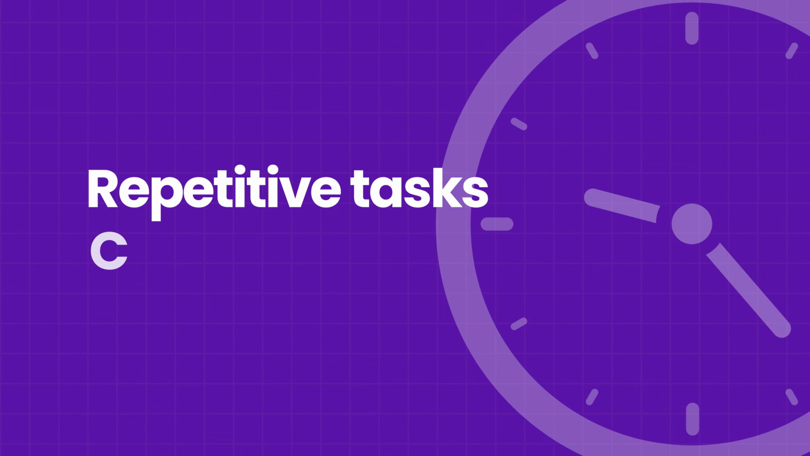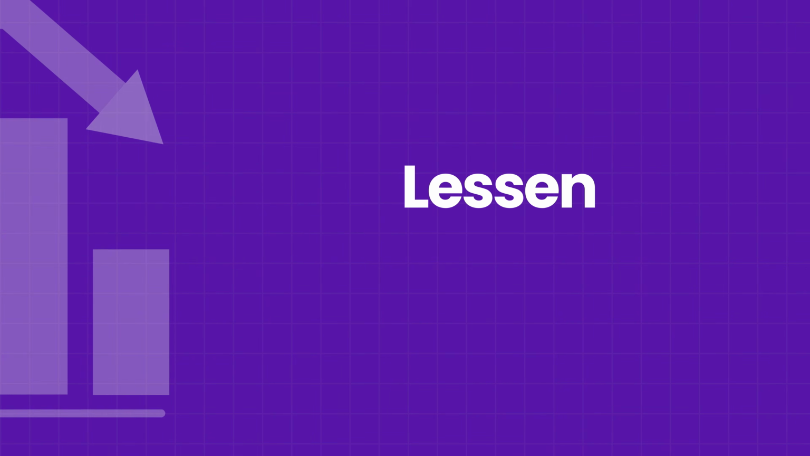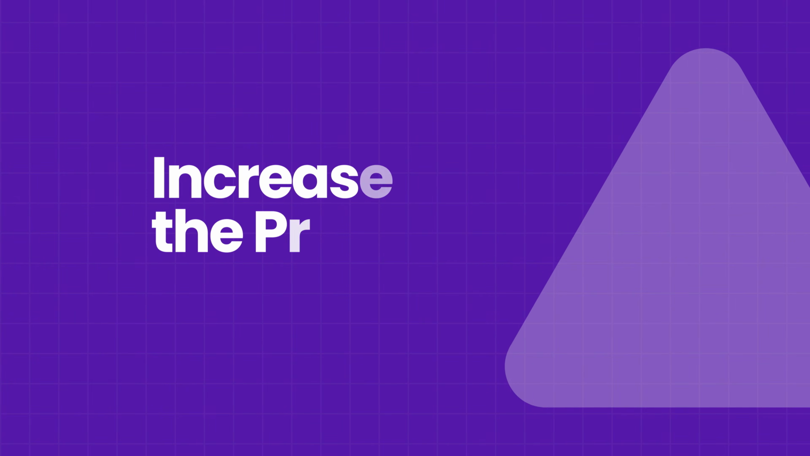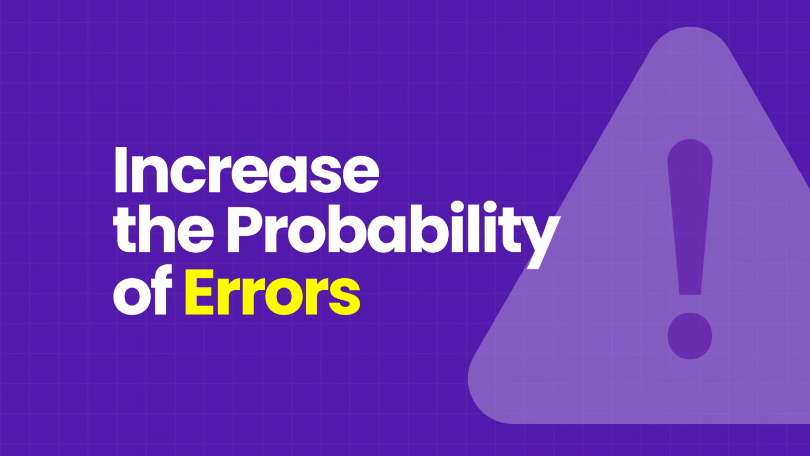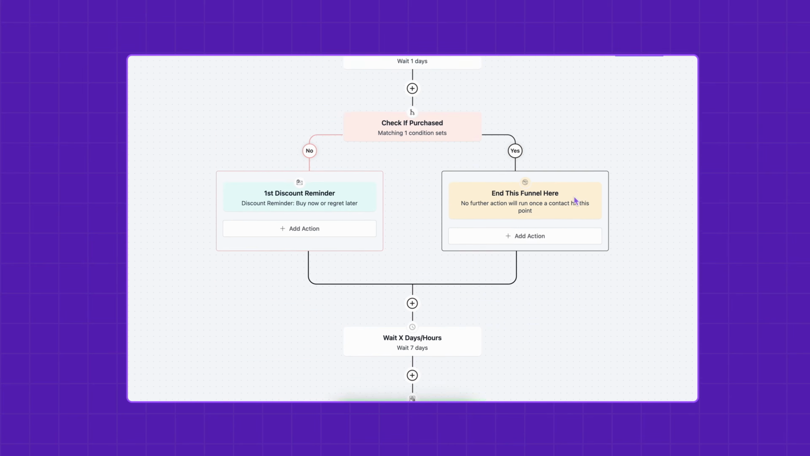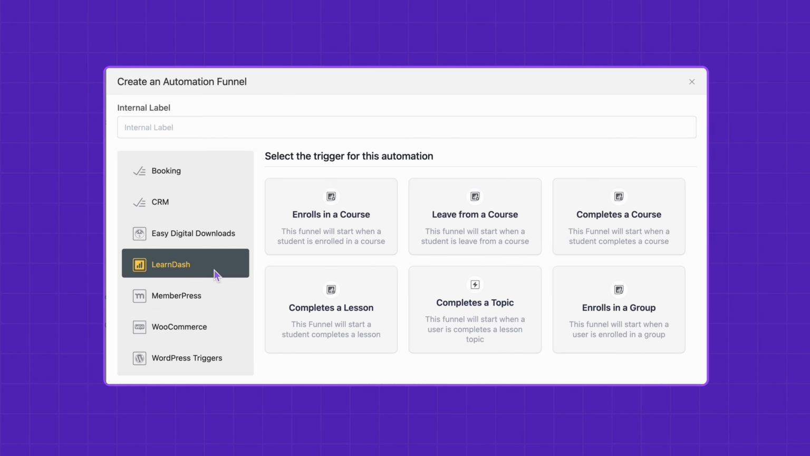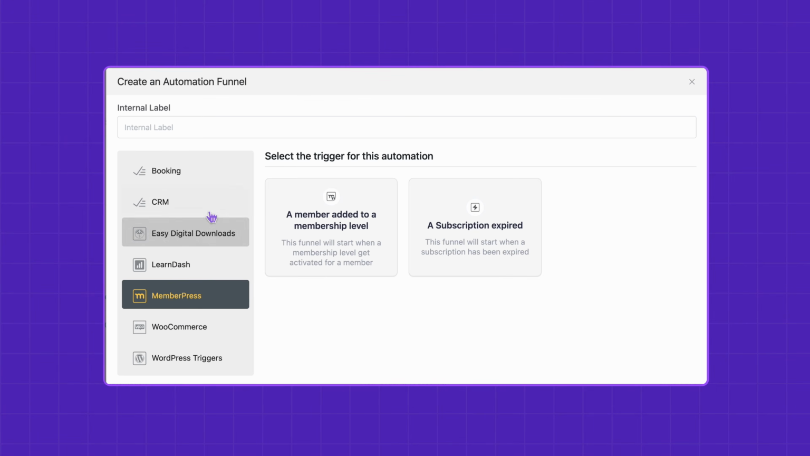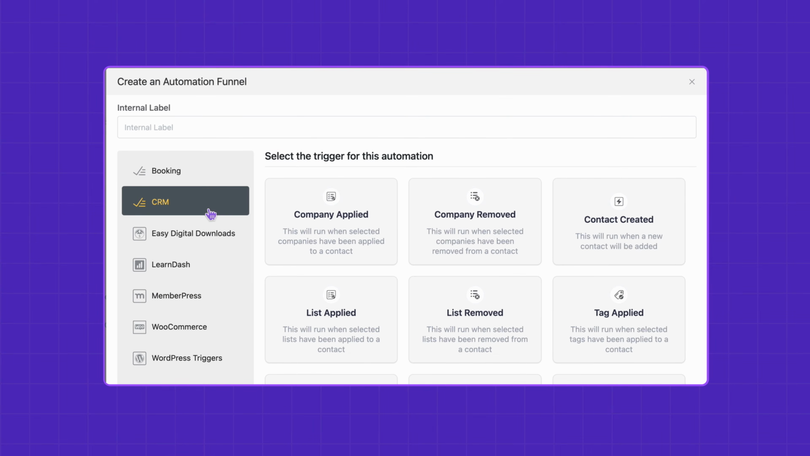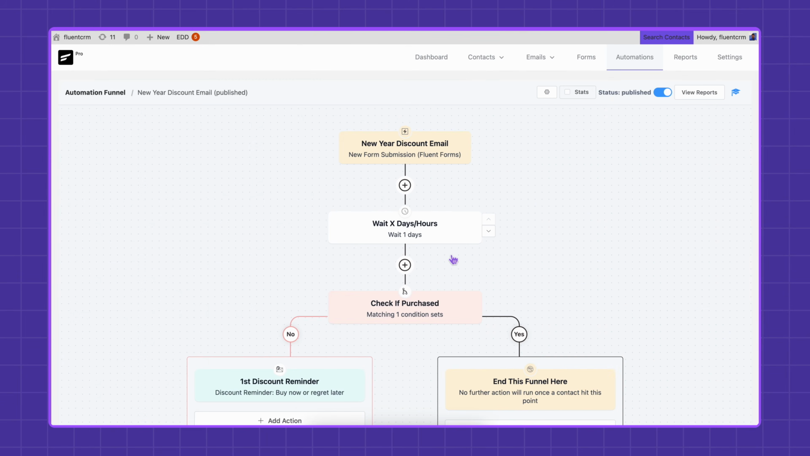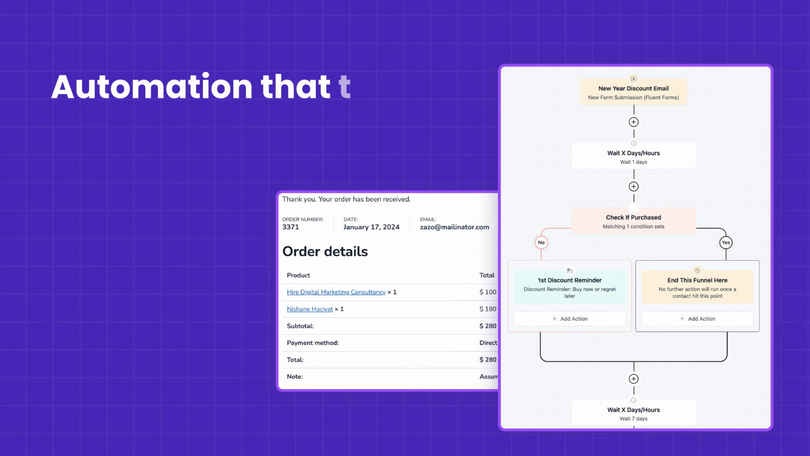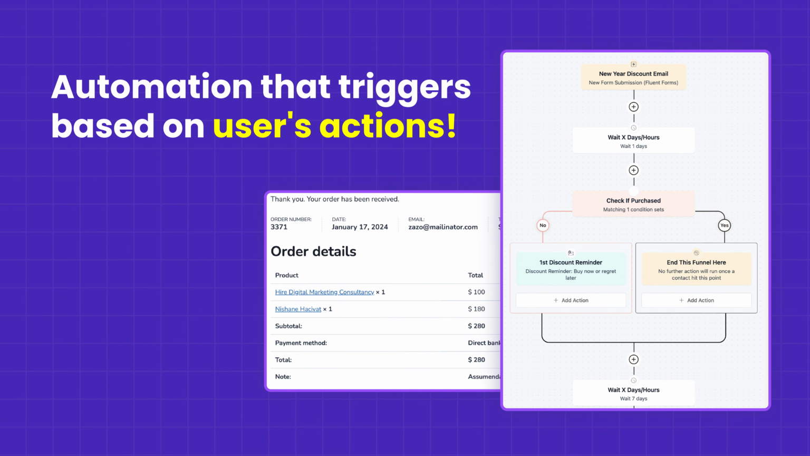Repetitive tasks consume time, lessen productivity, and increase the possibility of errors. Automation can be your savior in such cases. Create automation funnels based on WooCommerce, LearnDash, MemberPress, and more with tons of built-in triggers. Pick the set of actions, place them sequentially, and craft automation that triggers based on users' actions.